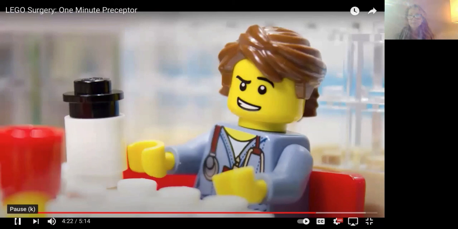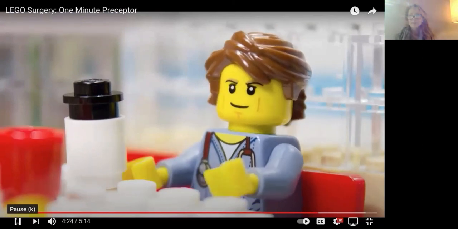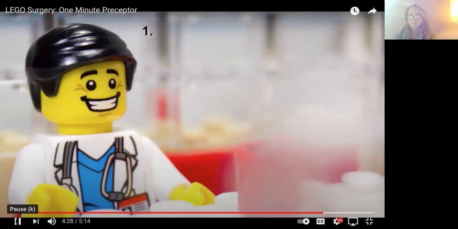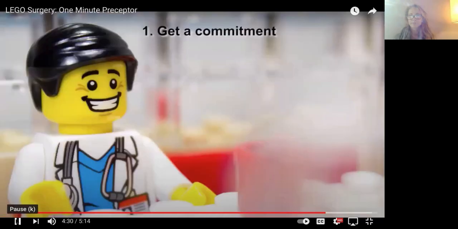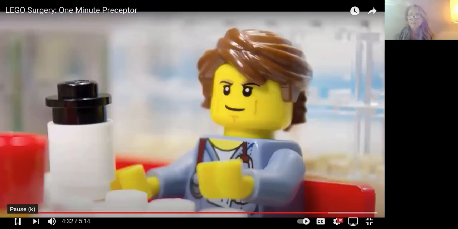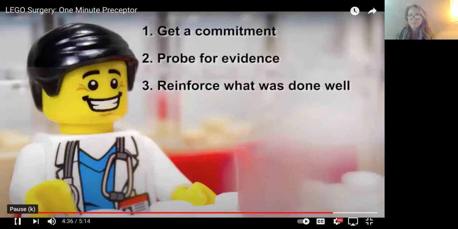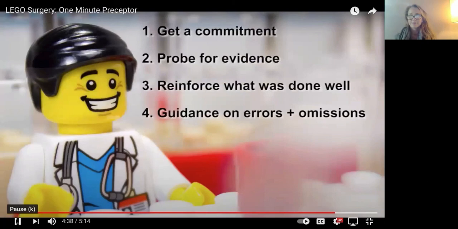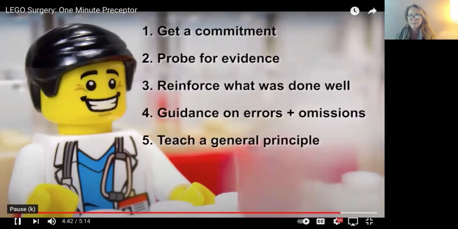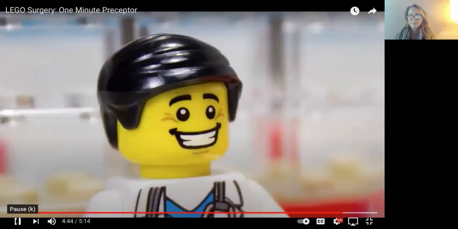Yeah, yes you are. Now, before you go back to clinic, can you remember the steps? Okay, let's see. 1, get a commitment. Put a ring on it. 2, probe for evidence. No actual probing. 3, reinforce the good stuff. Not too much. 4, guidance on stuff that could be better. Just 1 thing. And 5, teach a general rule. And then move on to the next patient. Clinic's going to be so lit from now on.